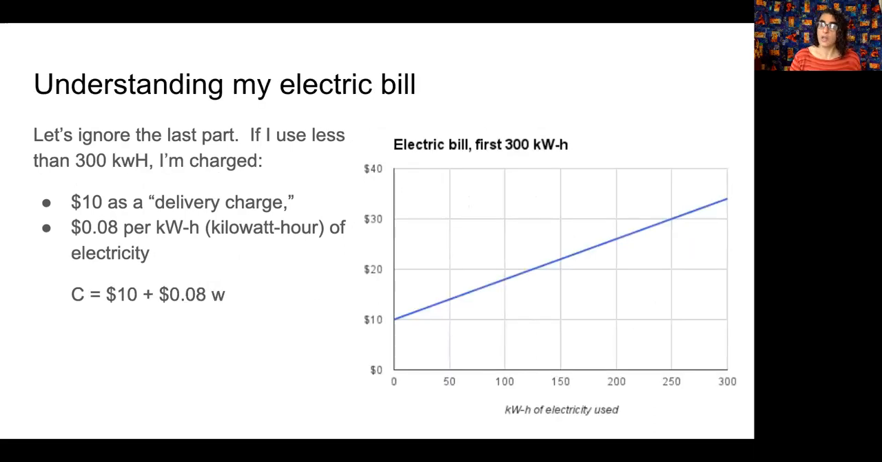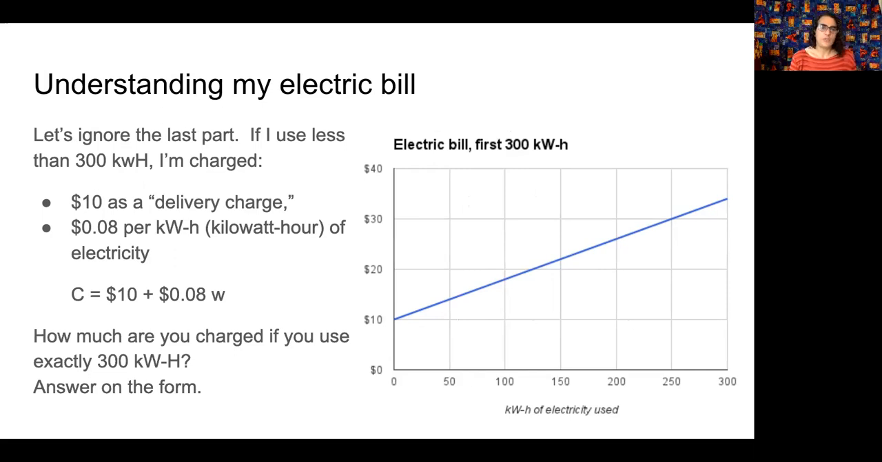So your equation should look like this. This is a standard linear equation. It starts at $10 and it goes up by 8 cents, $0.08 for every kilowatt hour that you use. And here's the linear equation graphed. It starts at $10 and really it's just going up. That's what we can see, and it's a straight line.